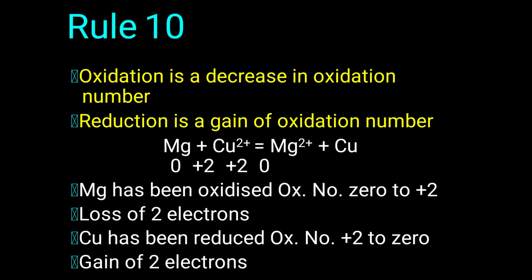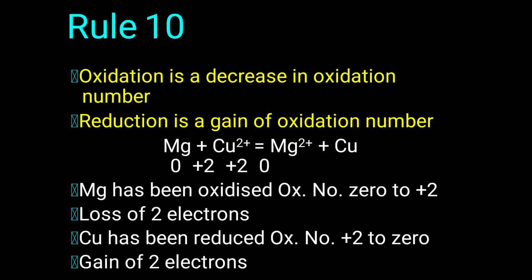Rule 10. Oxidation is an increase in oxidation number. If a compound undergoes oxidation, there should be an increase in oxidation number. Reduction is a decrease in oxidation number. If there is a decrease in the oxidation number after the reaction, then we can say that the compound has undergone reduction.